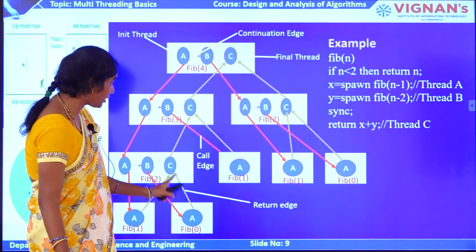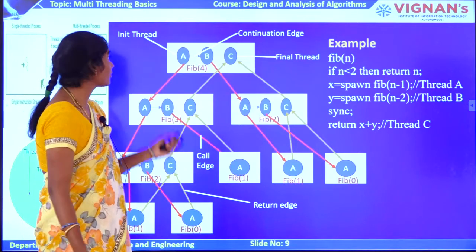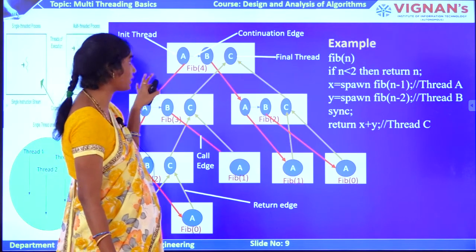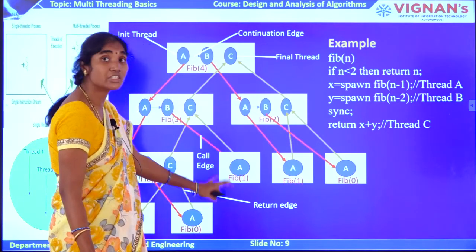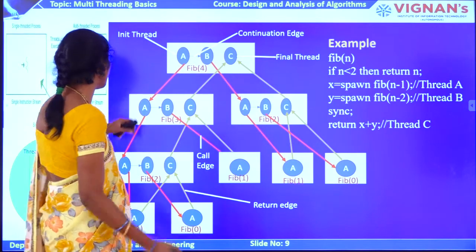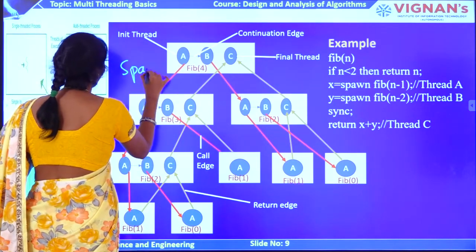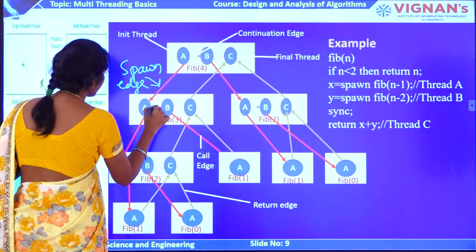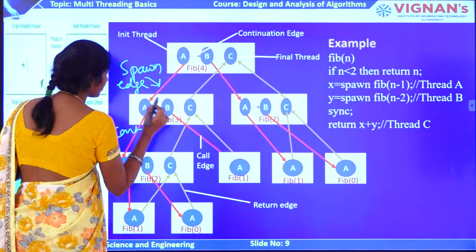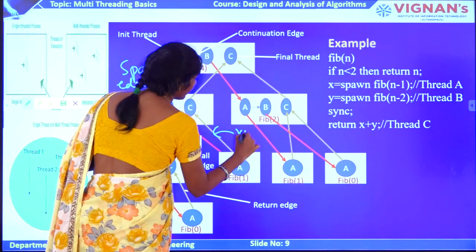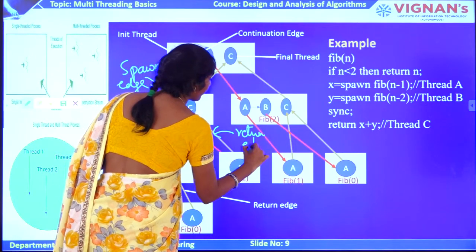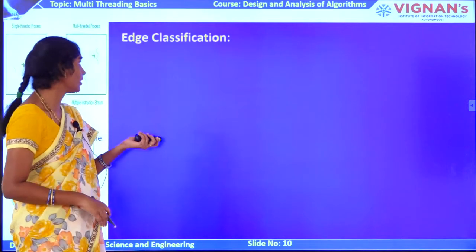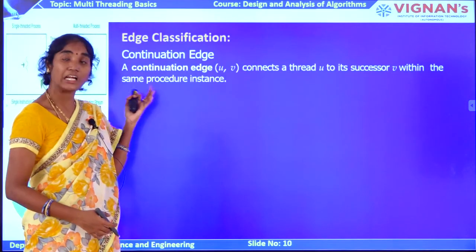Now here yellow one represents return edge. So in this diagram you have seen several types of edges, which are initial thread, continuation edge, call edge, and return edge, and even the spawn edge. This is spawn edge, and here this is continuation edge, and this is return edge, right. So now we are going to learn all these types of edges, right.